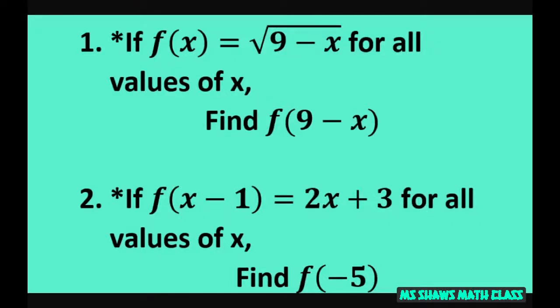Everyone, if f of x equals square root of 9 minus x for all values of x, we're going to find f of 9 minus x. That's our first problem. Our second problem is if f of x minus 1 is 2x plus 3, remember is means equals, for all values of x, we're going to find f of negative 5.